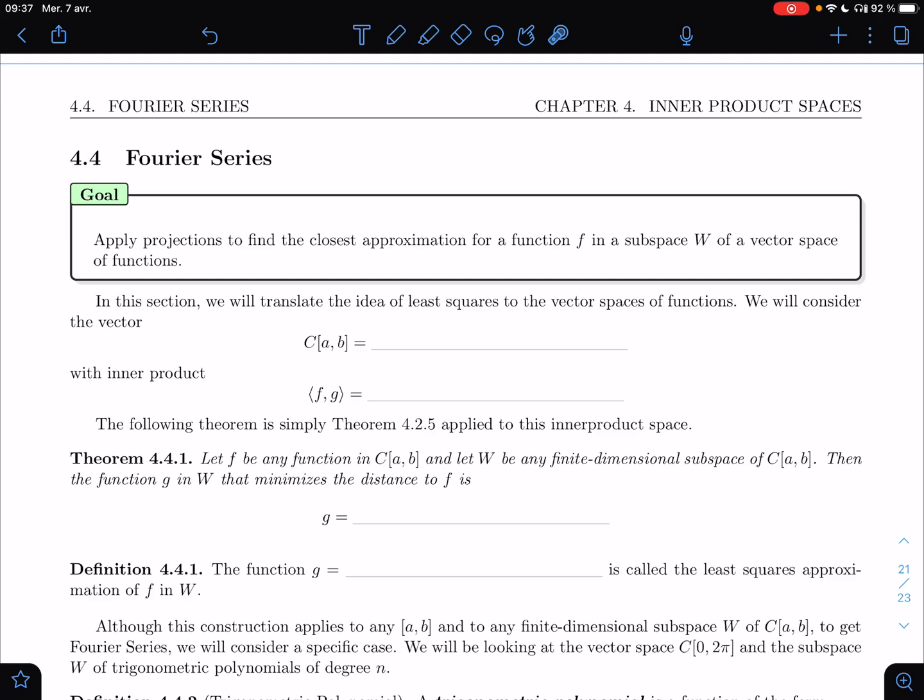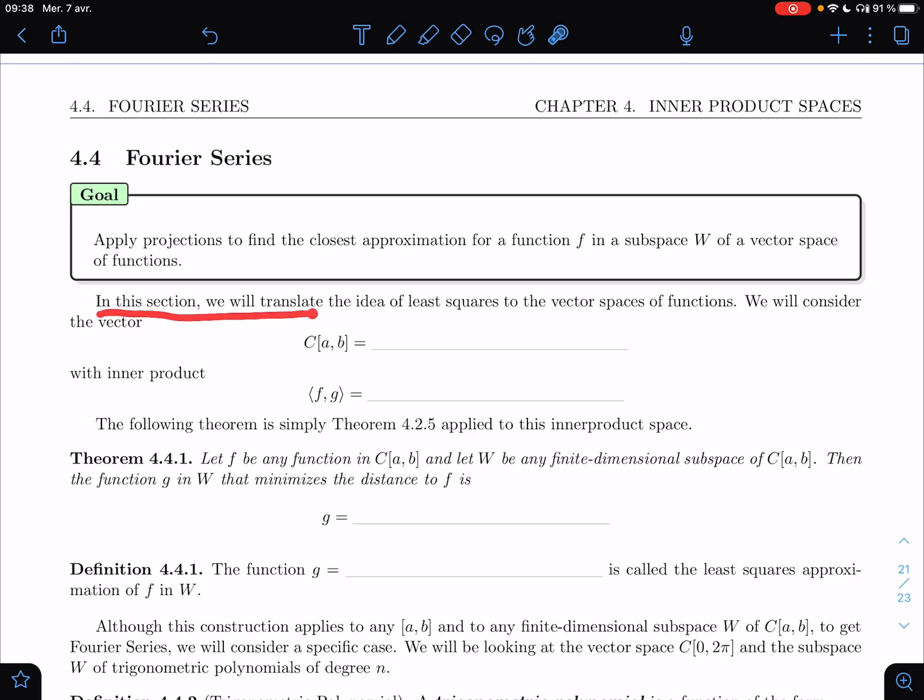Welcome to the final section of these notes, section 4.4, where we talk about Fourier series. Our goal is to apply projections to find the closest approximation for function f in a subspace W of a vector space of functions. We're going to use the same idea that projections onto the subspace are the closest element of the subspace to our original element. We're going to apply it to functions this time.